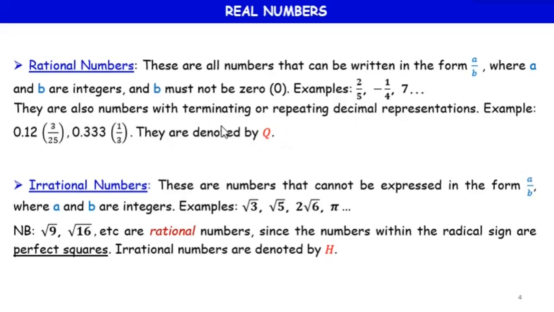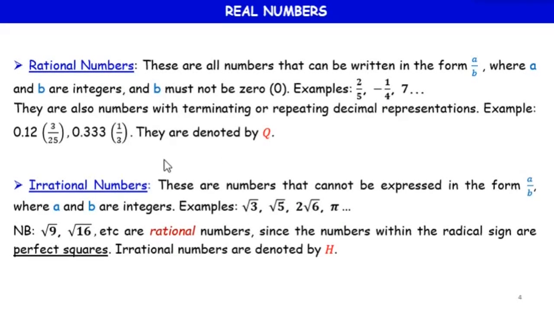Now there are also numbers with terminating or repeating decimal representation. Some rational numbers can be expressed in decimal form, or in fact all numbers that can be written as a numerator over a denominator can be expressed as decimals. Some of these decimals have terminating or repeating decimal representations, and those are the fractions that fall under the rational numbers category.